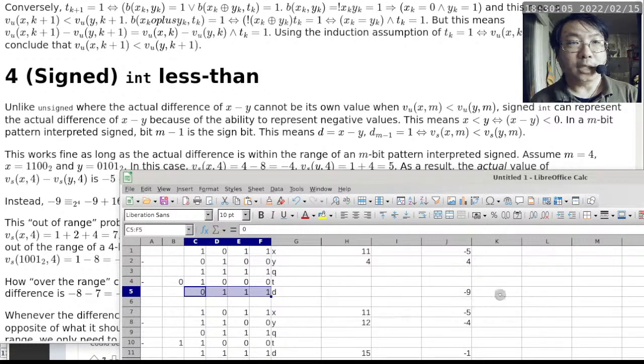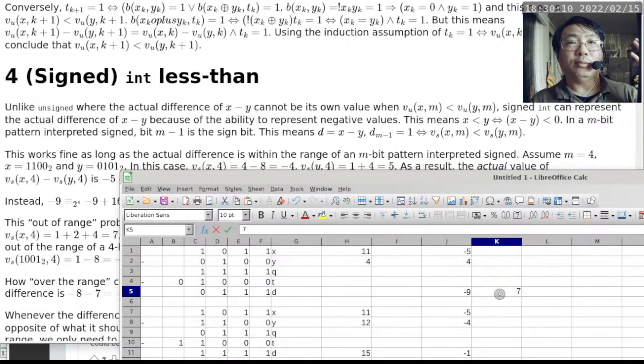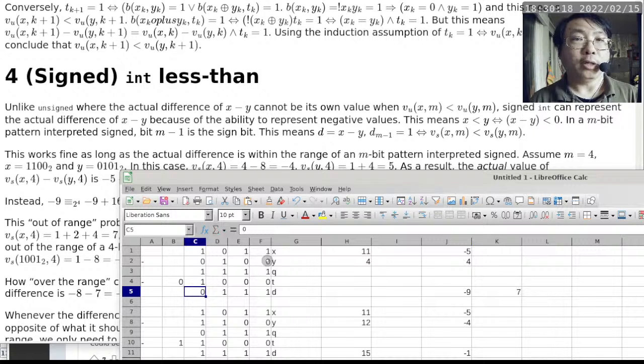Because what we see here is actually the representation of 7. It's like, what are we going to do now? Because we cannot trust the sign bit of the difference to tell us whether x is less than y or not. Because in this case, negative 5 is clearly less than 4. And yet, the sign bit of d is telling us otherwise. So it's like, what is going on here?